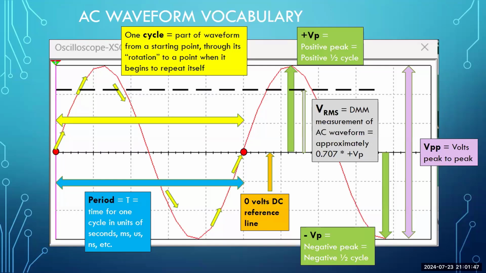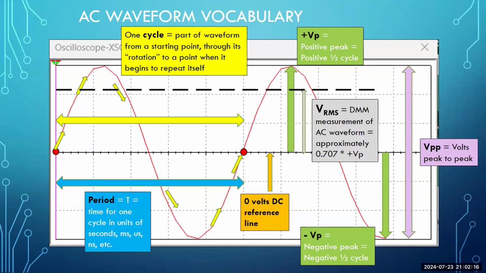So let's talk about the waveform that's in front of you. If you take a look at the waveform, notice I have two red dots. The two red dots on the screen show the beginning of a sine wave, and the other red dot shows the end of the sine wave. So the sine wave starts at our 0 volts DC reference line. Look very carefully at the tan colored box and the tan colored arrow. That's listed as the 0 volts DC reference line.